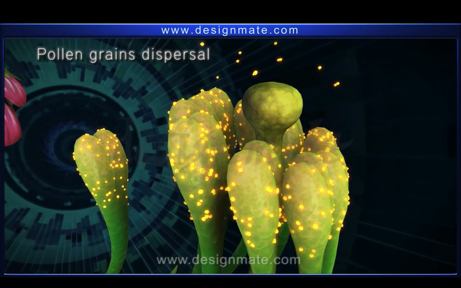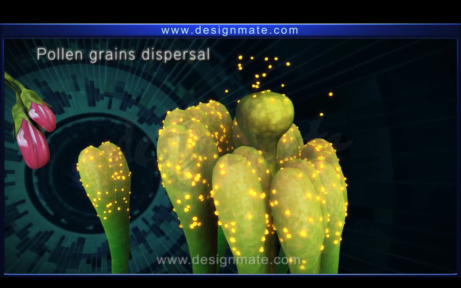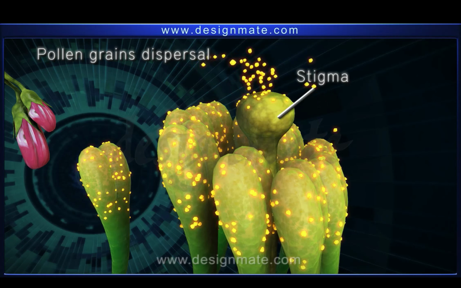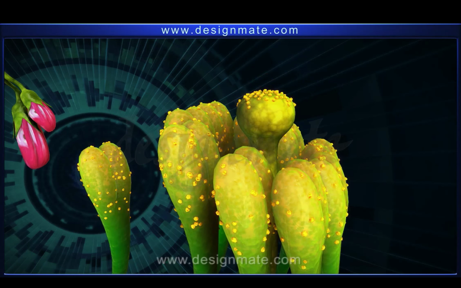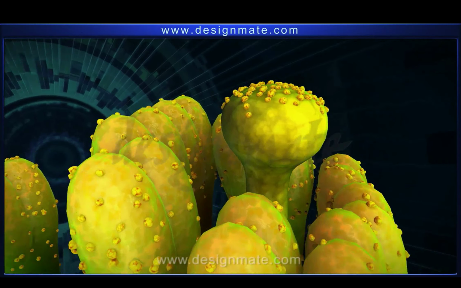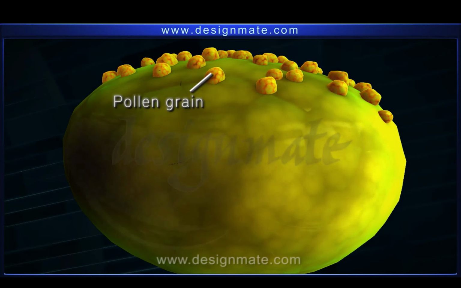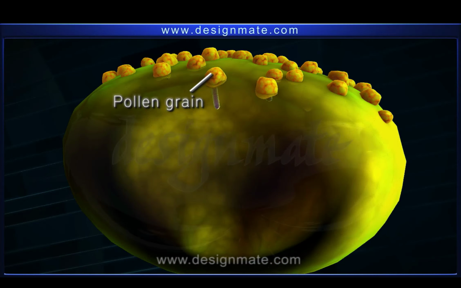The pollen grains, after dispersal from the anthers, are carried to the stigma of the gynoecium. Once the pollen grains are deposited on the stigma, they start growing tubes called pollen tubes.